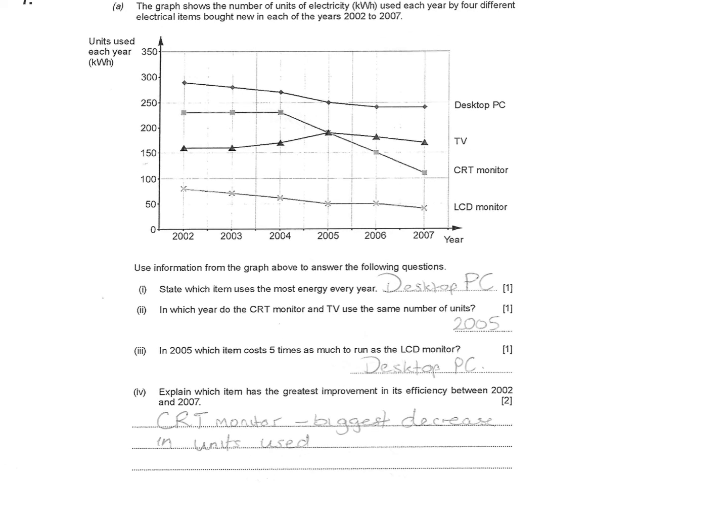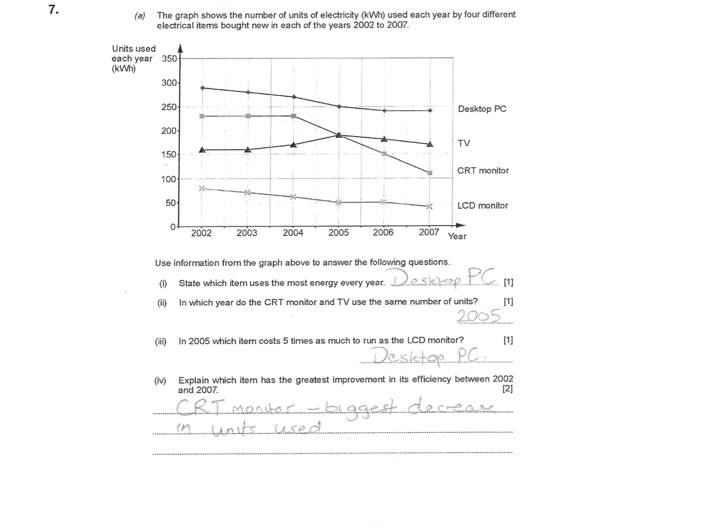State which item uses the most energy. Most energy would be desktop PC because it's up here, the highest one. In which year do the CRT monitor and the TV have the same number of units? You're looking for where they overlap. So that would be 2005.